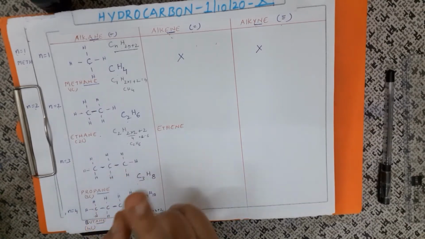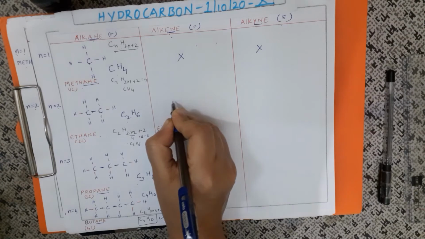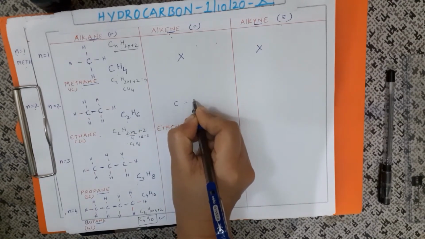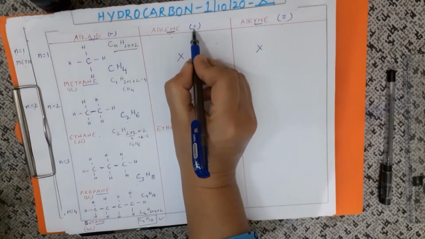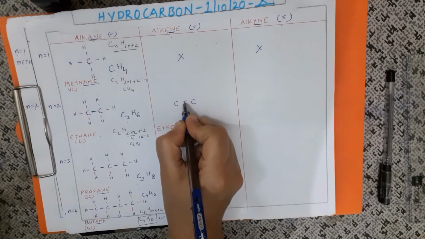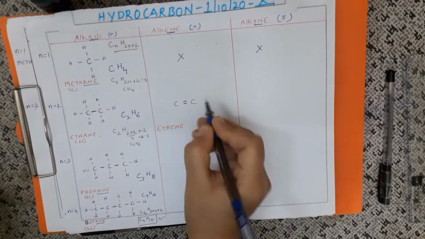Step 1. First, show the bond between carbon and carbon. One carbon and second carbon. Now, since it's an alkene, how many bonds should be there? Double bond. Two bonds. So that means how many electrons are satisfied, children? Two electrons.